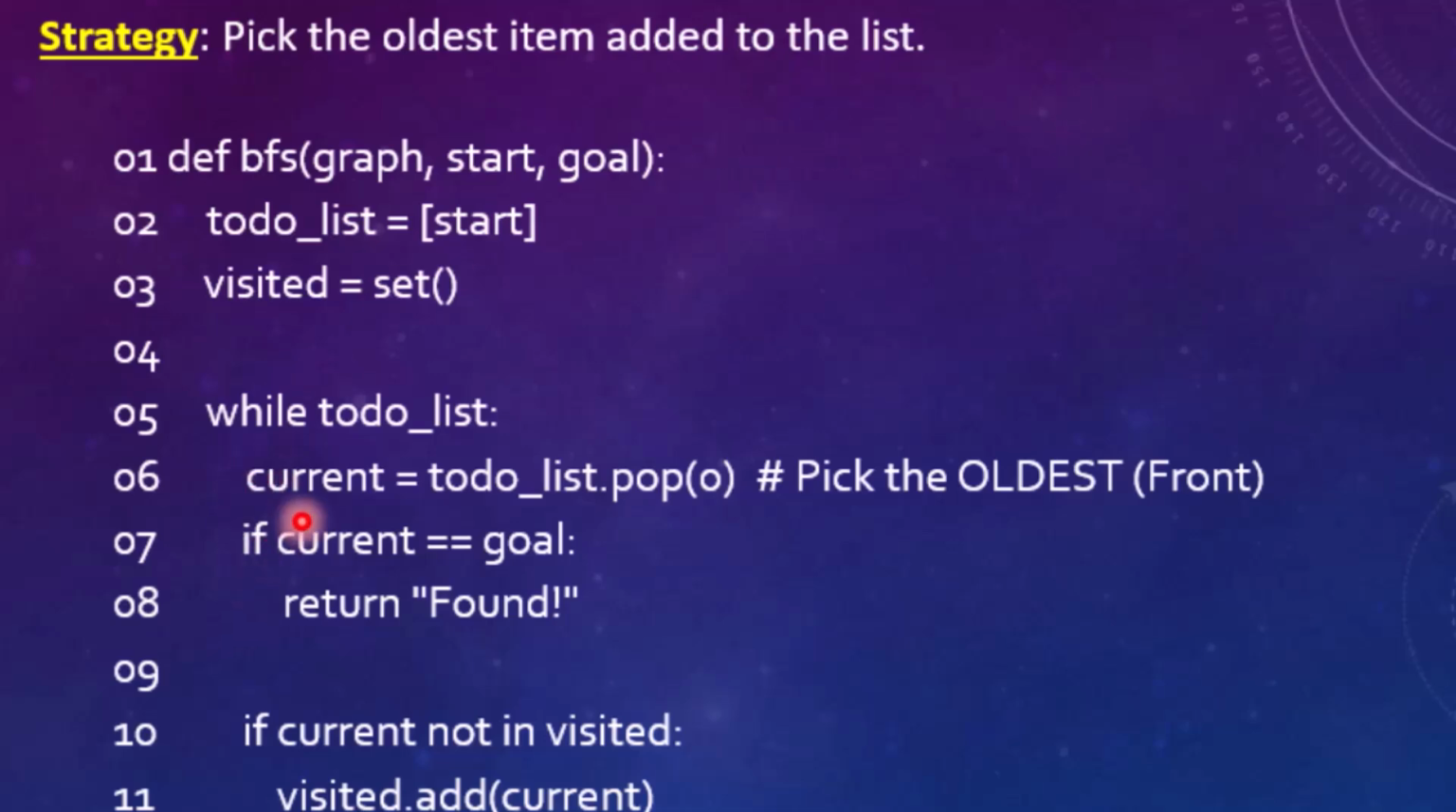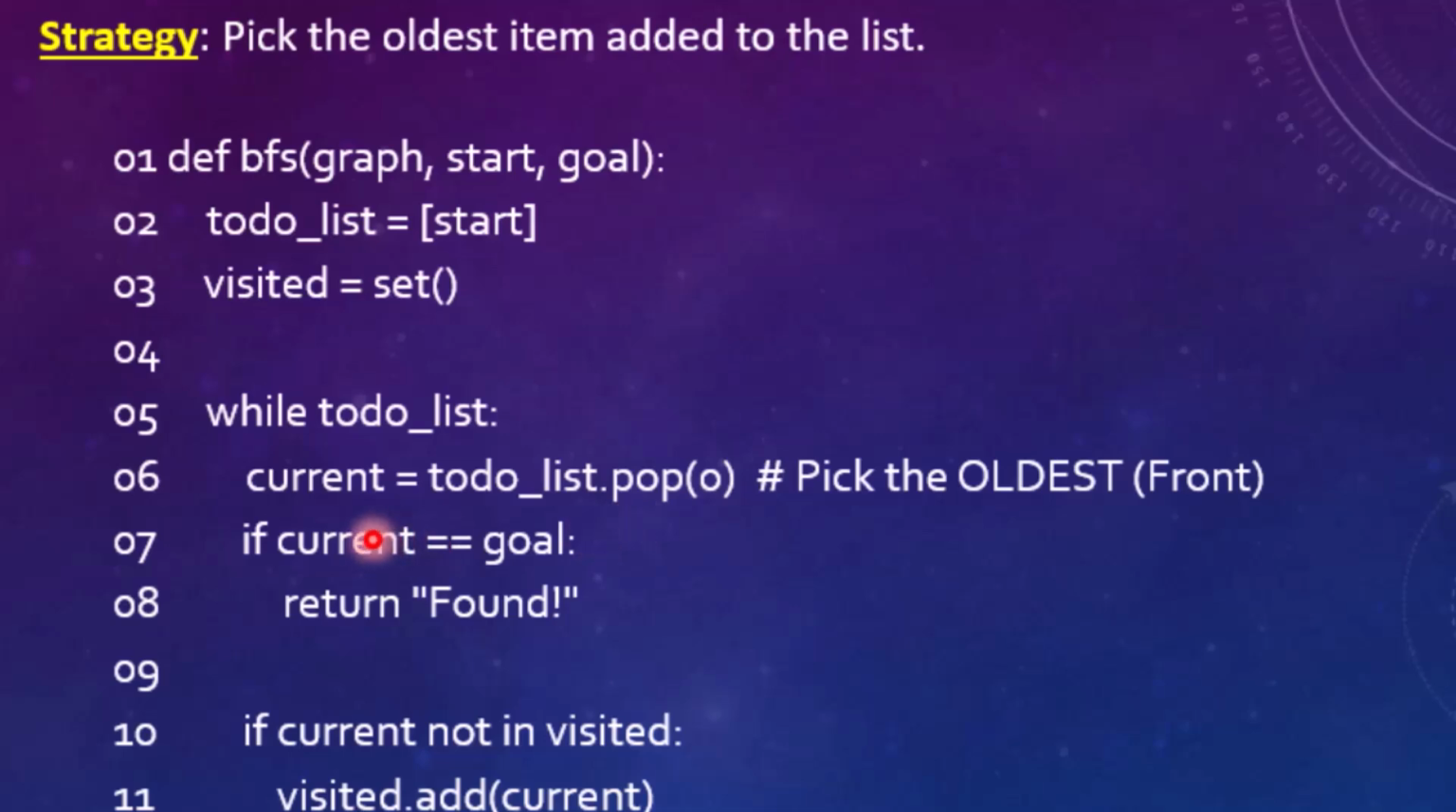So line 5 is a loop, right? This loop continues to run as long as there are nodes left to explore in the to-do list, right? If the list becomes empty, it means all reachable nodes have been checked.